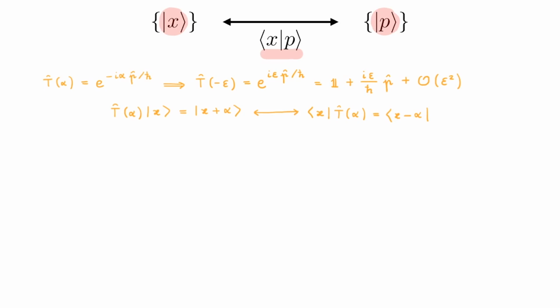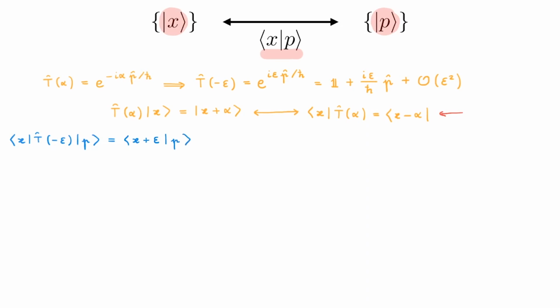Now that we have refreshed our mind about the translation operator, the first step we need to take to calculate the overlap between x and p is to look at the matrix element of an infinitesimal translation with respect to x and p. So let's write the bra x, T of minus epsilon, ket p. We then use the result that we obtain here for the dual space action of the translation operator to rewrite this down as the bracket of x plus epsilon with p.